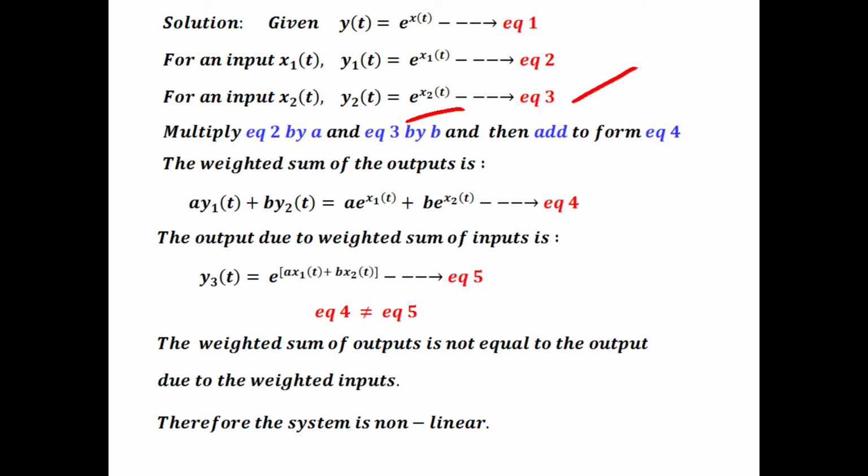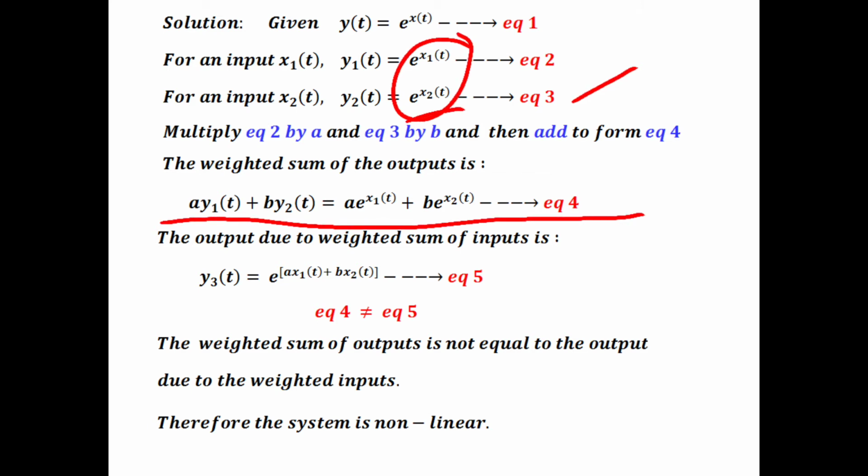Then multiply equation 2 by a. On both sides, RHS as well as LHS, you can multiply by a. Equation 3 by b. Then add to form equation 4. So, a y1 of t plus b y2 of t, LHS I have added. Similarly, a e power x1 of t plus b e power x2 of t. This will give you equation 4.